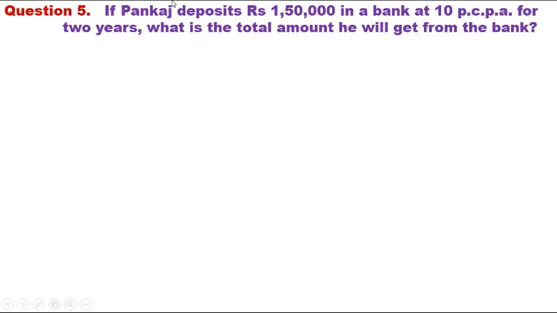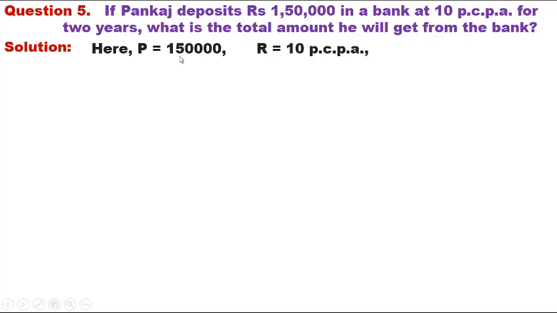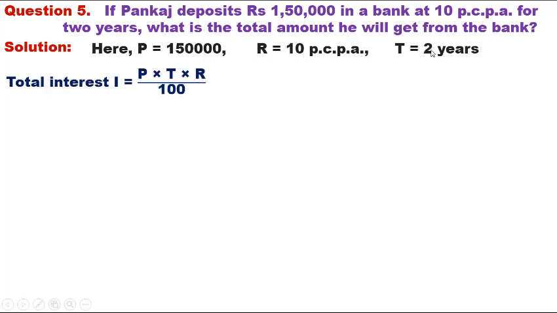Question 5th. If Pankaj deposits 1,50,000 in a bank at 10 percent per annum for 2 years, what is the total amount he will get from the bank? Solution. Here P is equal to 1,50,000, R is equal to 10 percent per annum, T is equal to 2 years.